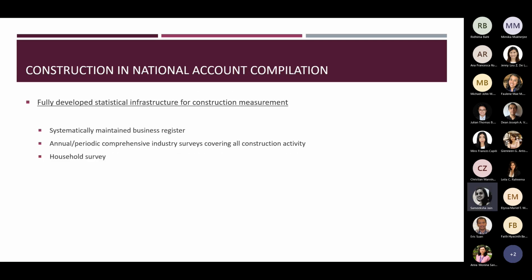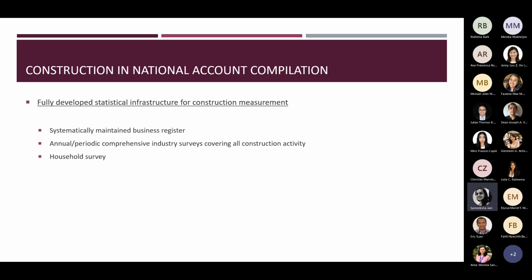A fully developed statistical infrastructure for construction measurement would then need to cover these three very important kinds of data inputs. The first is the systematically maintained business register. This defines, links, and classifies various business enterprises, legal entities, kind of activity units, establishments, and so forth, and covers a substantial portion of construction output.